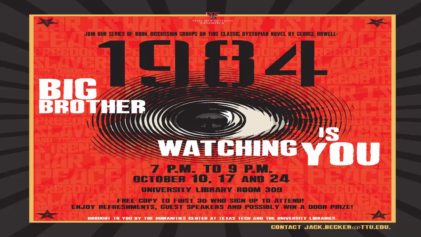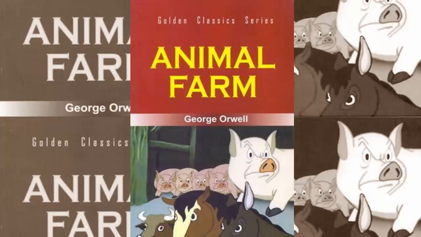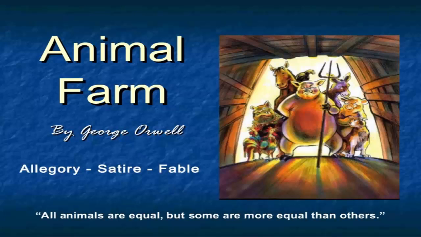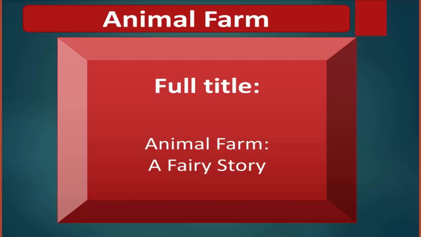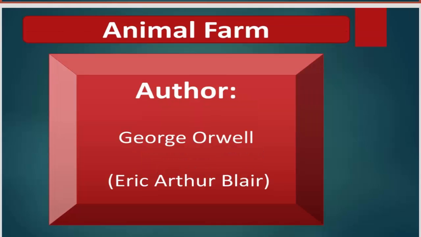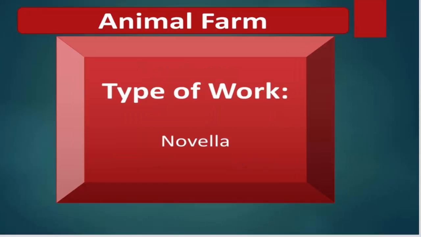This was 1984, and we are moving to Animal Farm by the same writer, George Orwell or Eric Blair. And Animal Farm is undoubtedly a great masterpiece. If you haven't read it yet, go read it. It's an amazing novella. The full title of the novella is Animal Farm, A Fairy Story. Author George Orwell or Eric Arthur Blair. Type of work, it's a novella. Remember that a novella is shorter than a novel.